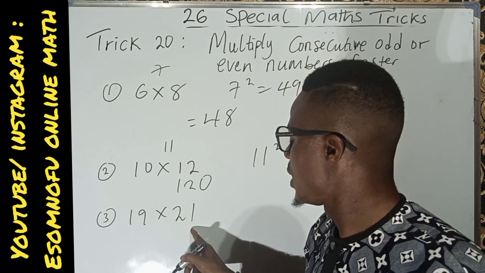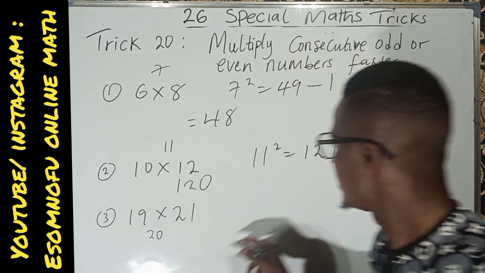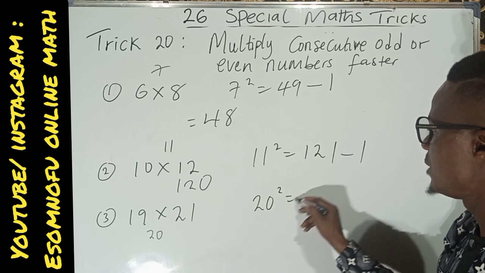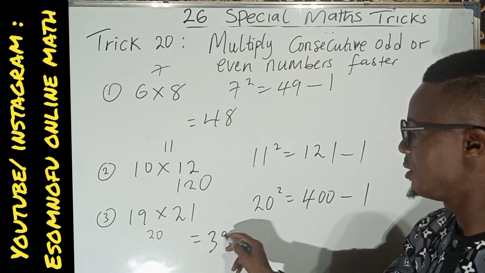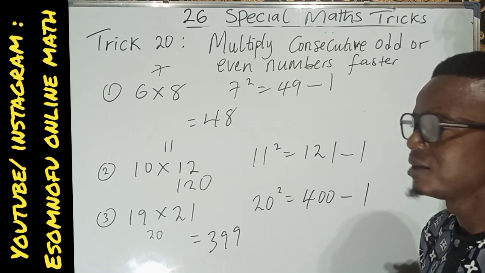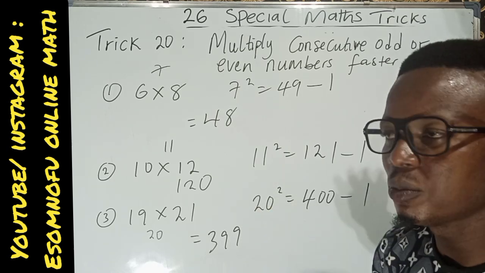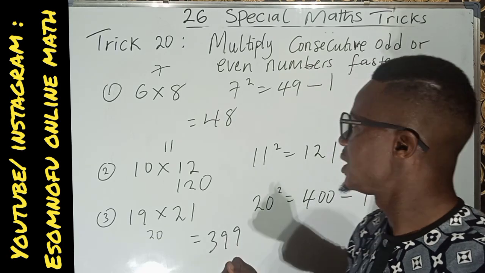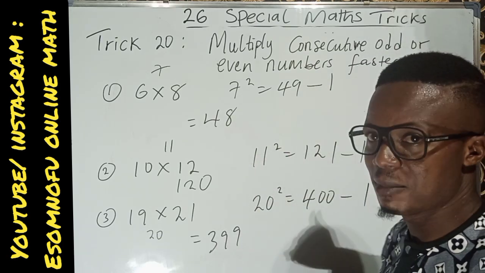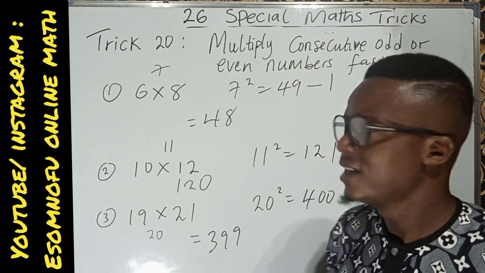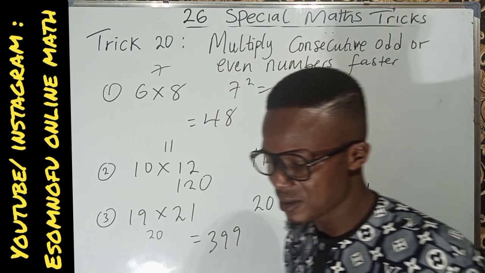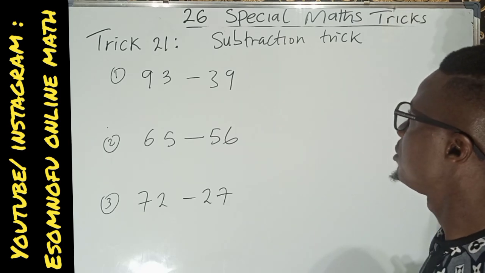For 19 and 21, the number between them is 20. Then 20 squared will give us 400. Minus 1, you will get 399, and that is the answer. For this trick to be useful to you, you must master the basic square numbers very well before you utilize it. Otherwise, the normal multiplication becomes better. Let's go to trick number 21. Okay, so this is trick number 21.